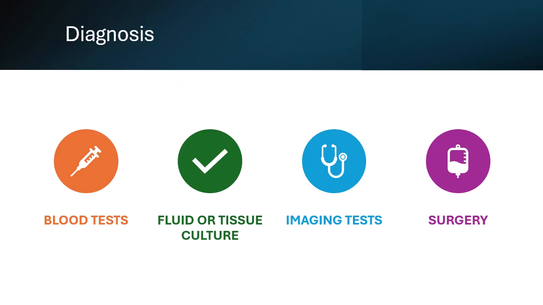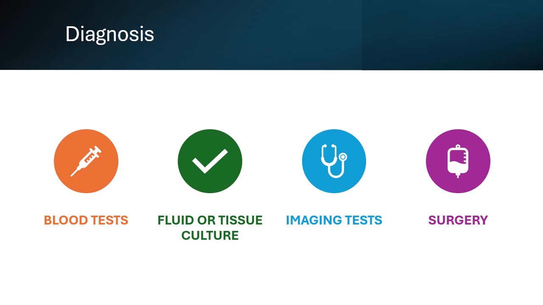Let's look at the methods of diagnosis. So firstly, you can have blood tests. If you have blood tests, you'll have your white blood cell counts measured, and a high white blood cell count is often a sign of infection. There are other blood tests that can be done to check for the presence of specific bacteria or other germs.